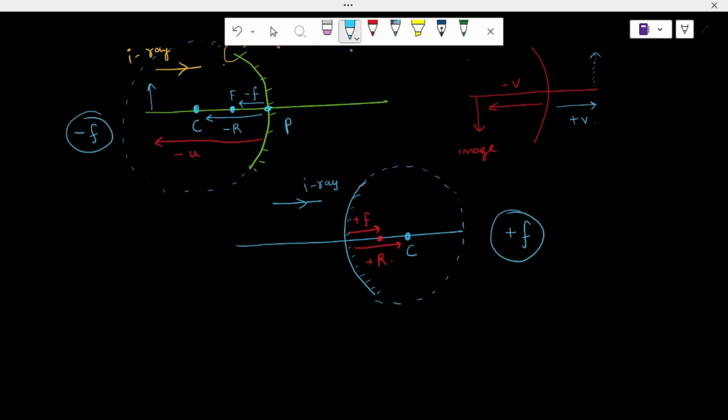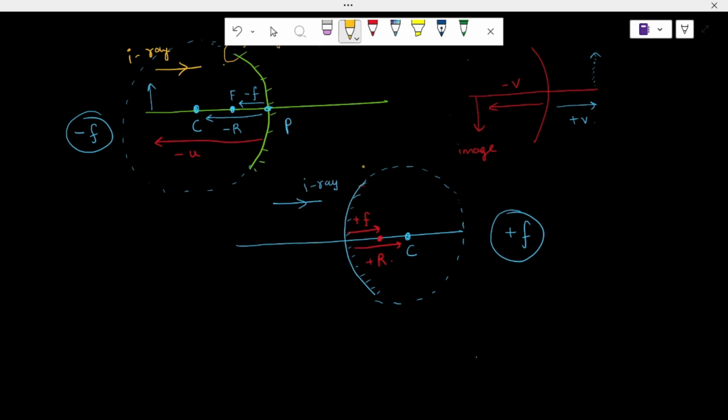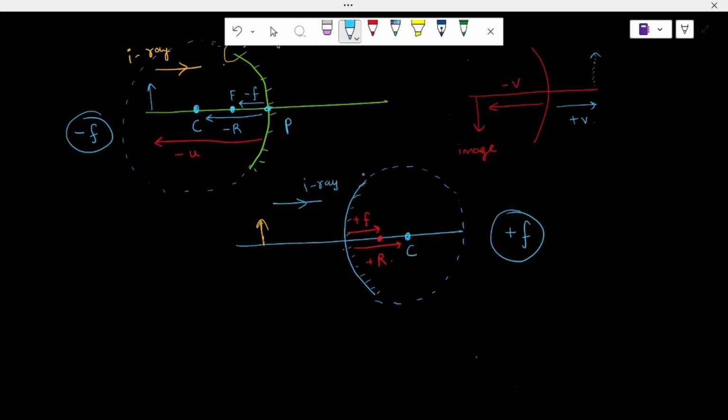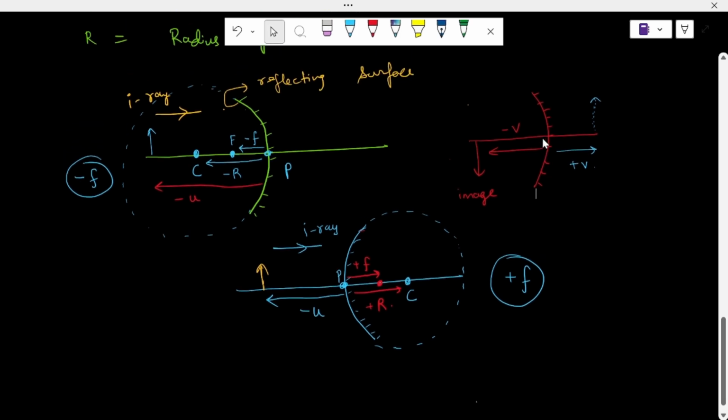Okay, but U, the distance of the object from here, the object will always be this side. So if measured from the pole, this is my pole, this will be minus U. Again, formation of the image will determine whether it will be negative V or positive V. That we will talk about in the next video when we solve the numericals.